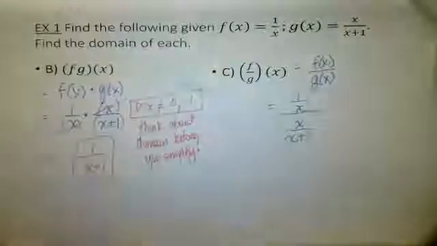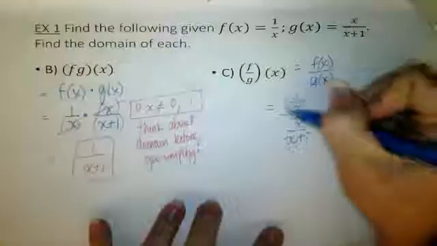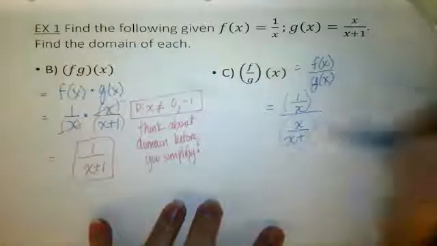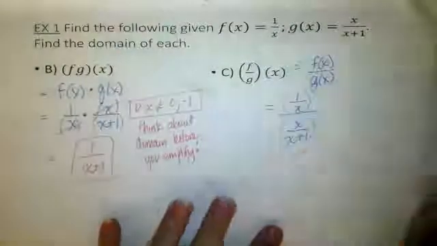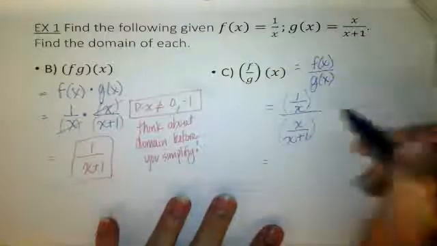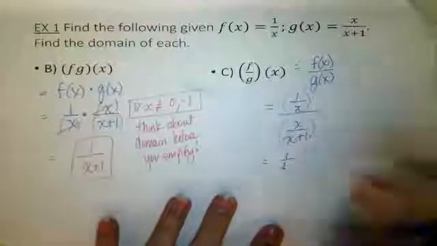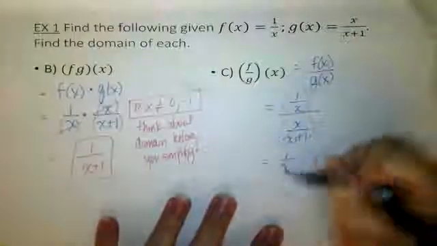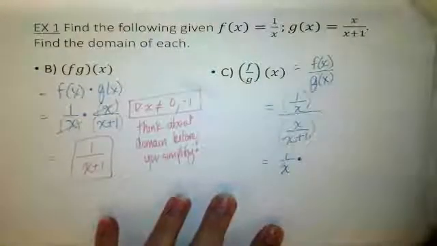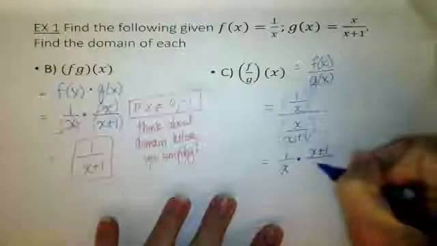What did we just create here? Complex fraction. So we have a fraction divided by a fraction. What are we going to do about this? Keep, change, flip. Instead of dividing by a fraction, we're going to multiply by the reciprocal. So what am I going to multiply by? X plus 1 over x. Very good.